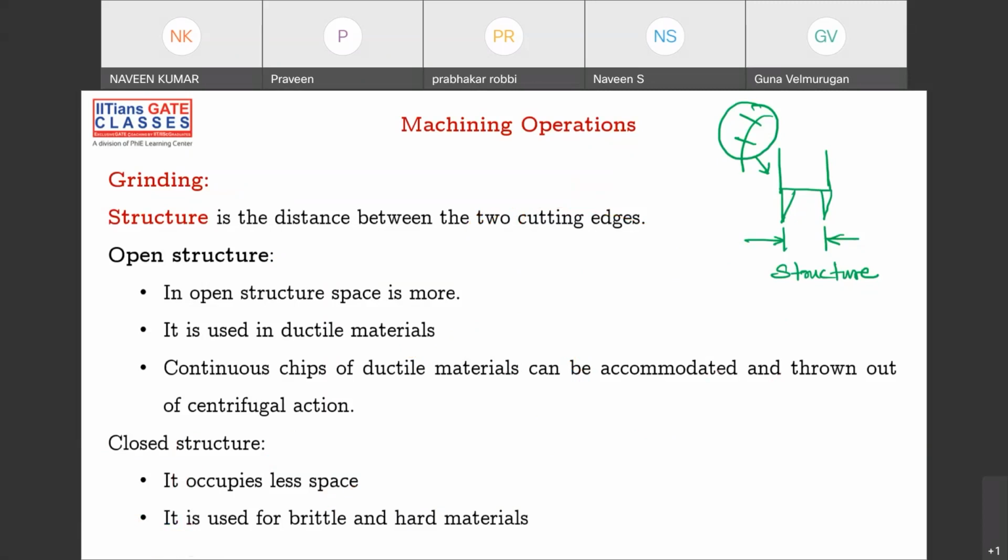through the centrifugal force. The chips will be falling apart, it will come out. And for brittle materials, there is no need of open structure. Because small, small particles, no continuous chips will be formed. So what you do, you can use less space between the two cutting edges, and the small, small chips which are formed will not be getting stuck in between the two cutting edges, and they'll come out because of the centrifugal action.